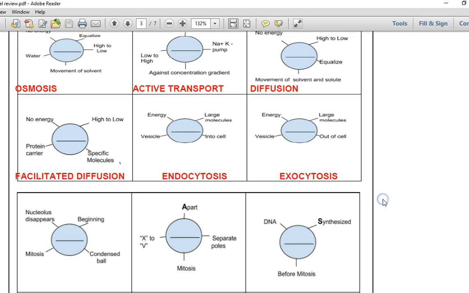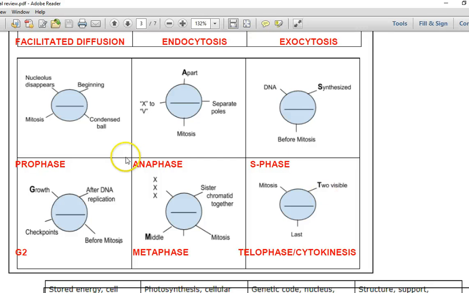The next group of words belongs to the cell cycle. So the nucleolus disappears. It's the beginning of mitosis. That is prophase. When we're pulling the chromosomes apart, we're separating the chromosomes to the poles during mitosis, that's anaphase. When DNA is synthesized before mitosis, that is S phase. Remember, S phase is the second part of interphase. Interphase is G1, S, and G2. So growth checkpoints after DNA replicates before mitosis is G2. That's the last part of interphase before the cell starts mitosis.